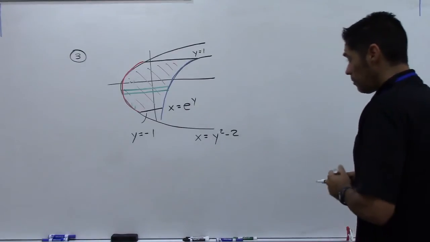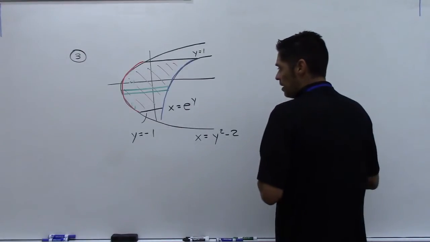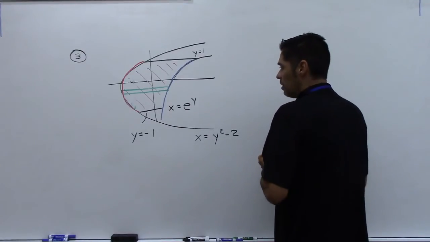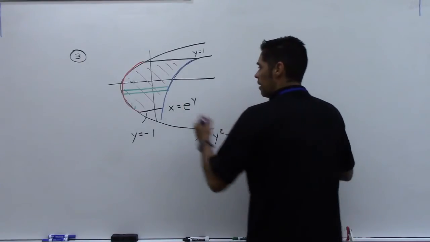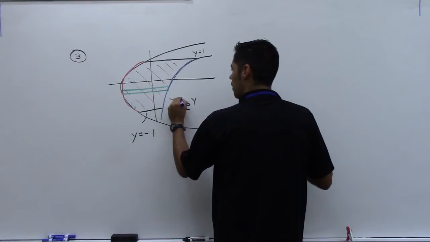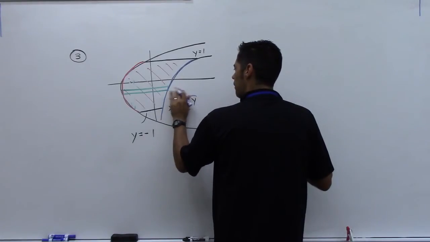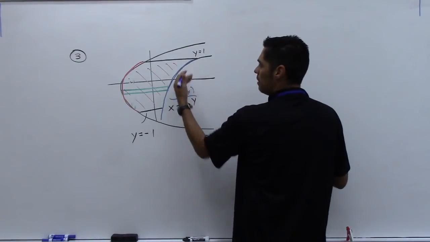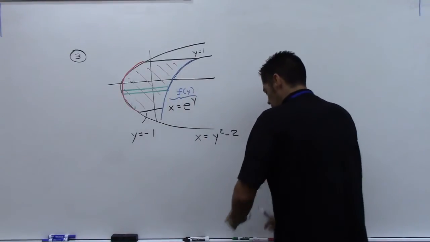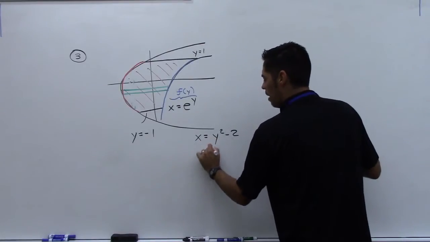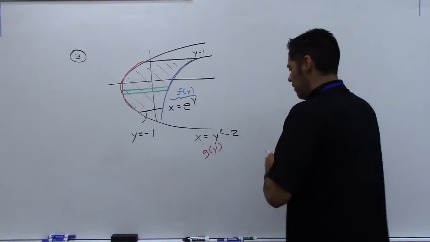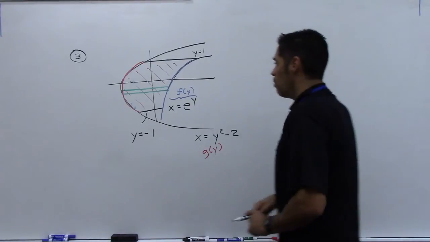So I'm going to have to look at these as functions of y instead of x. I'm going to call this one right here, the blue one, f of y, because it's the one on the right side. And then I'm going to call the red one over there, which is this one right here, g of y. And so we have the same exact principle that we did before.